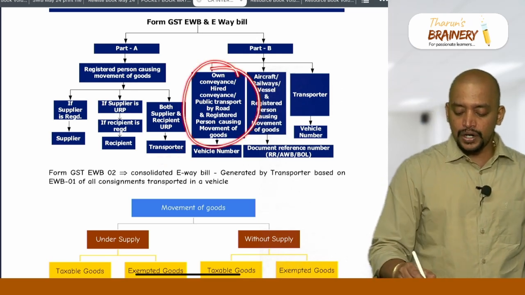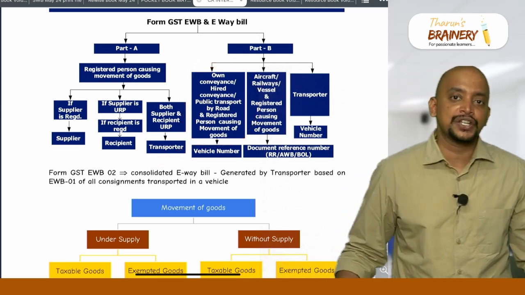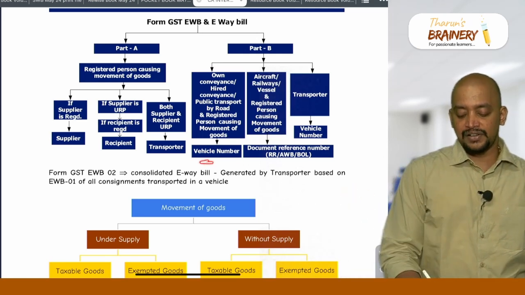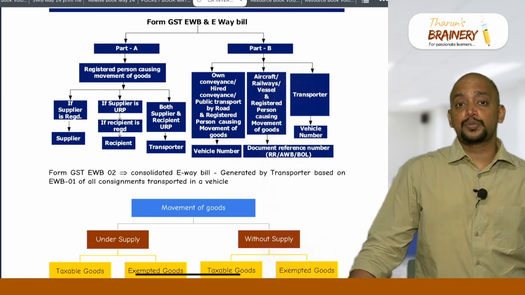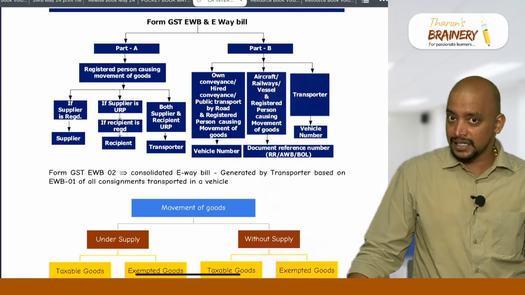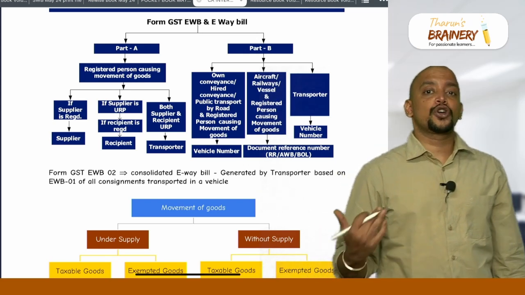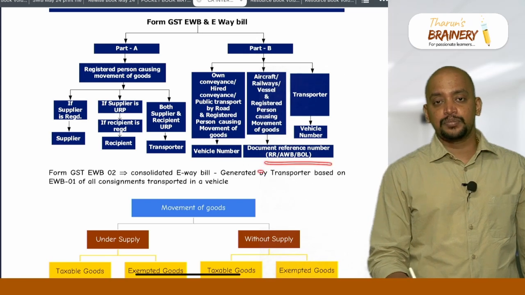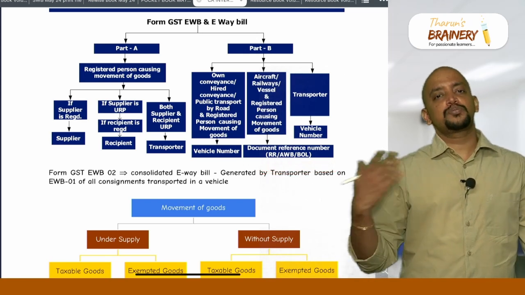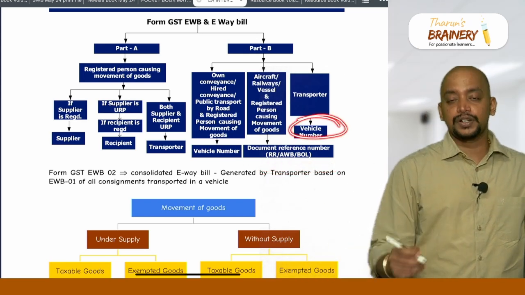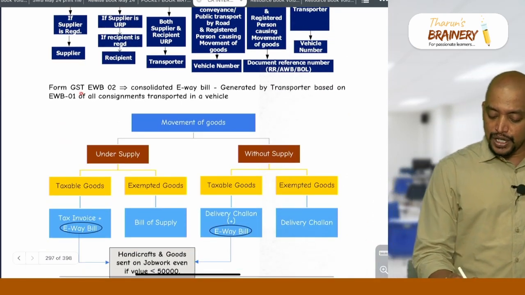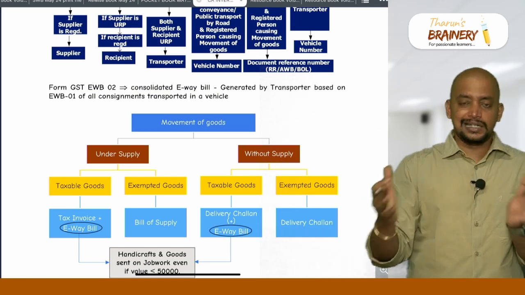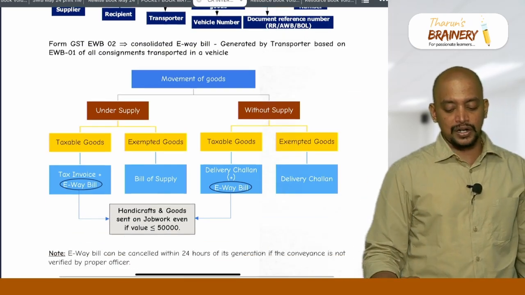Part B, if it is own conveyance or hired conveyance or public transportation, we know the vehicle number. So either the supplier or recipient who is causing movement of goods, they will enter the vehicle number. Suppose the goods are transported through aircraft or railways or vessels, there won't be a vehicle number. So the transport document number, that is the airway bill, bill of lading or railway receipt, will be entered. And if the transporter is only causing movement of goods, the transporter will enter the vehicle number. And EWB2 is a consolidated e-way bill. So when all individual consignments are transported in a single carriage, the transporter will generate this consolidated e-way bill.